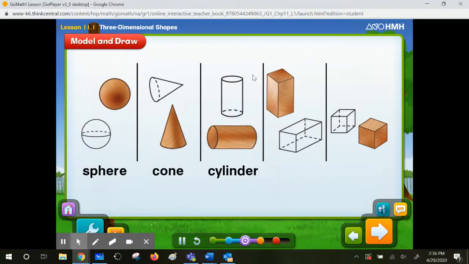What's the next shape? This is a rectangular prism. It doesn't have any curved surfaces. It has 6 flat surfaces, which are rectangles.